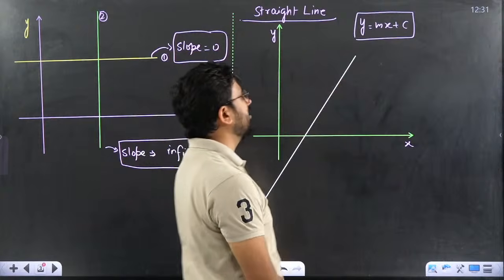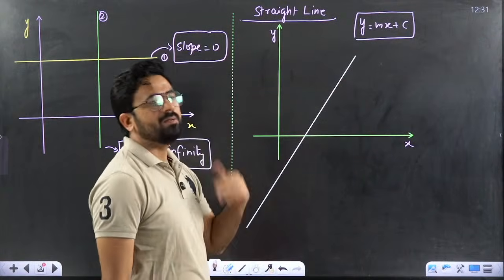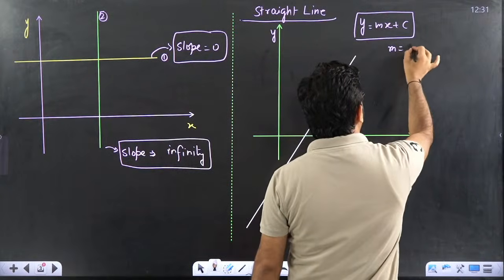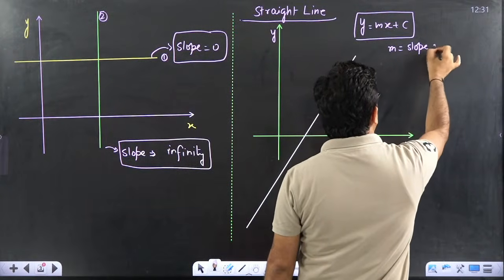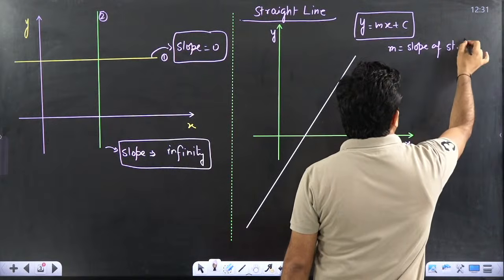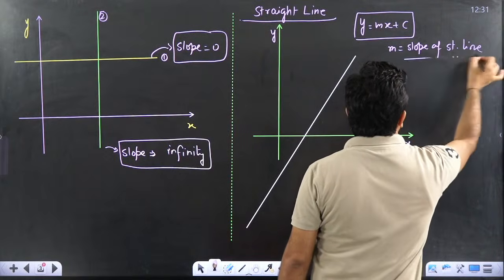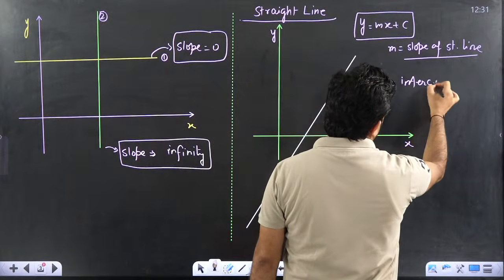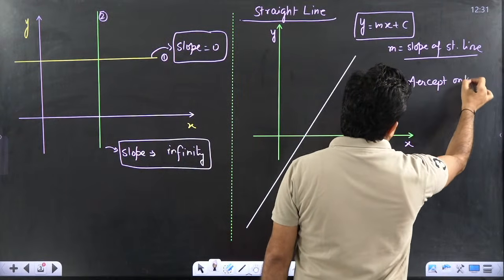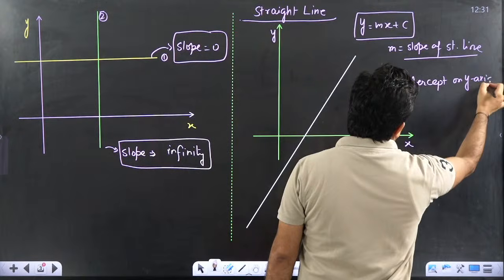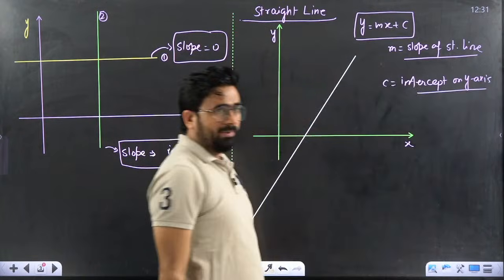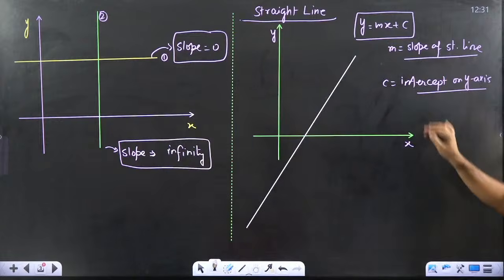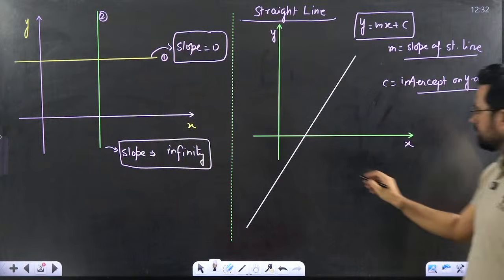The question is, what is m, what is x, what is c? First I am explaining to you, m is nothing else but the slope, the slope of the straight line. What is c? c is the intercept on the y-axis. Now remember this thing: one is slope, one is intercept. I am talking about this m.